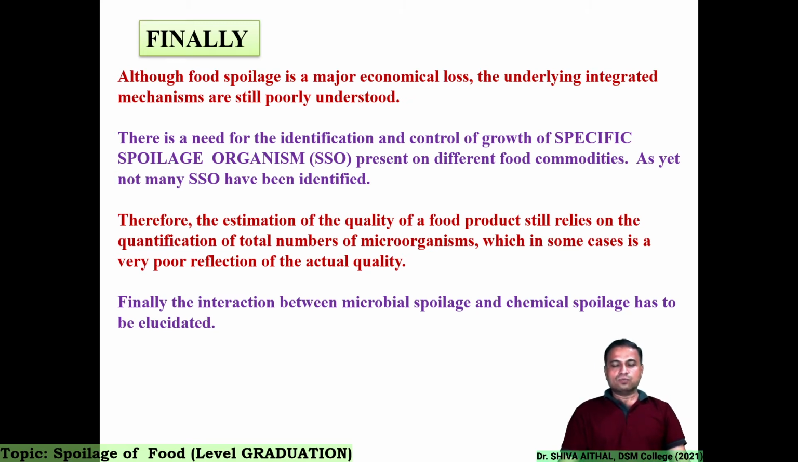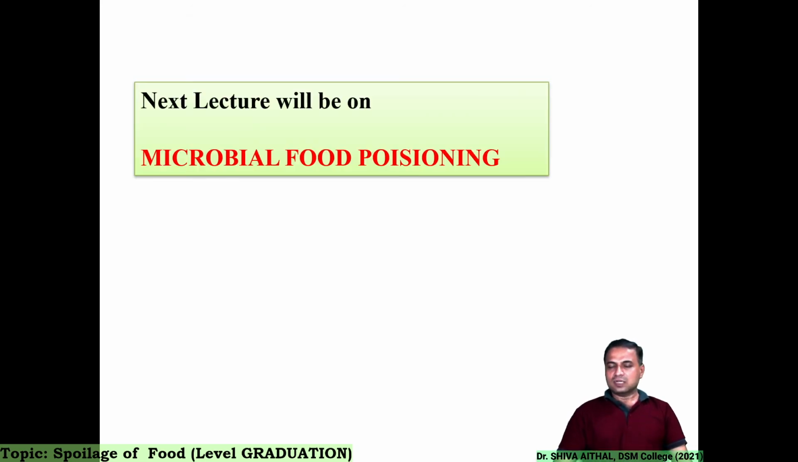Got it? So finally I would like to say that the interaction between microbial spoilage and chemical spoilage must be understood very clearly, because a fruit or a food or a vegetable or a meat may undergo a chemical change without the need of a microorganism also. So you should not always jump to the conclusion that food spoilage is always due to microorganisms. But as we are studying here in microbiology, our perspective was and is microbial spoilage of food. So for the timing, this is all.